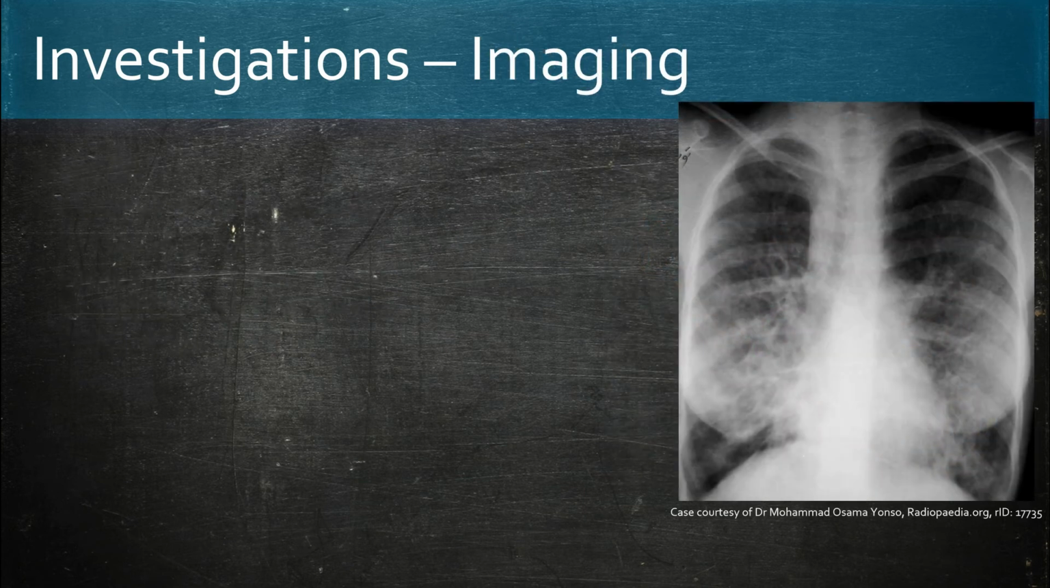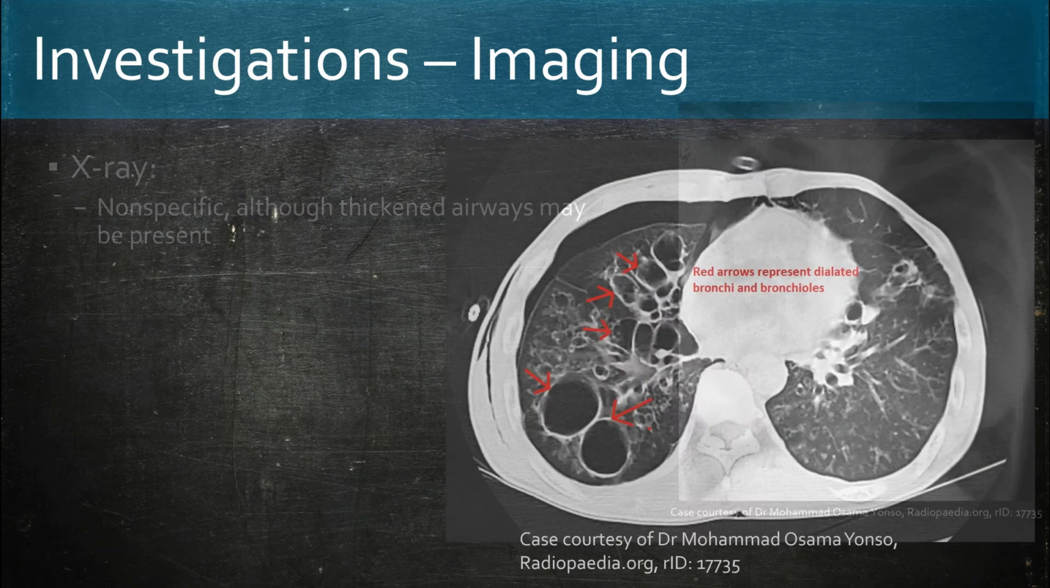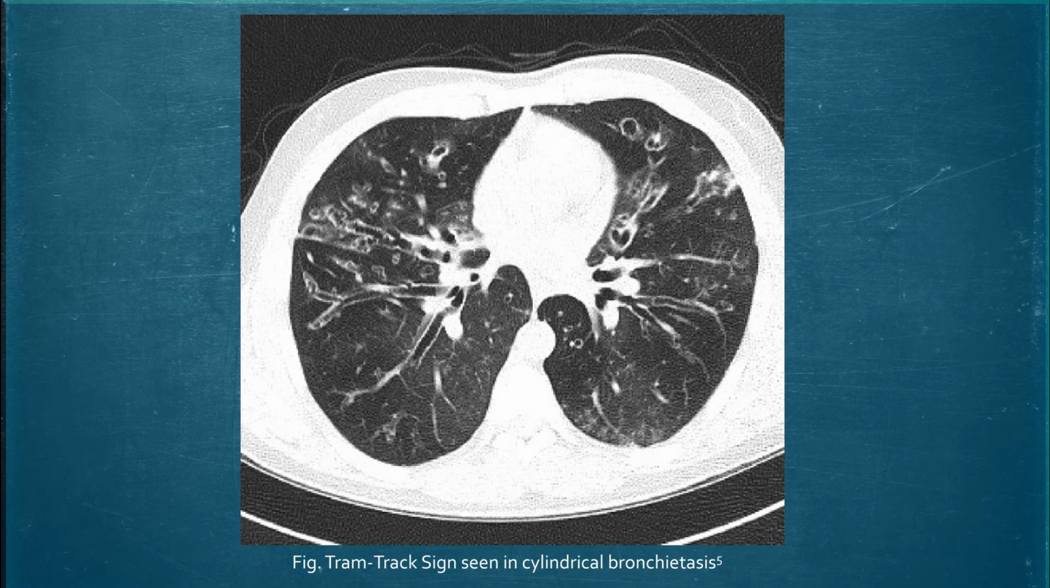Moving on to imaging. X-ray. So X-ray findings in bronchiectasis are generally non-specific, although thickened airways may be present. CT. This is especially useful when diagnosing bronchiectasis. Several signs can be seen in bronchiectasis. These include the track sign, which is quite common, and the less common signet ring sign, and the cluster of grapes sign. So here is a CT that we have the classic track sign seen in cylindrical bronchiectasis.